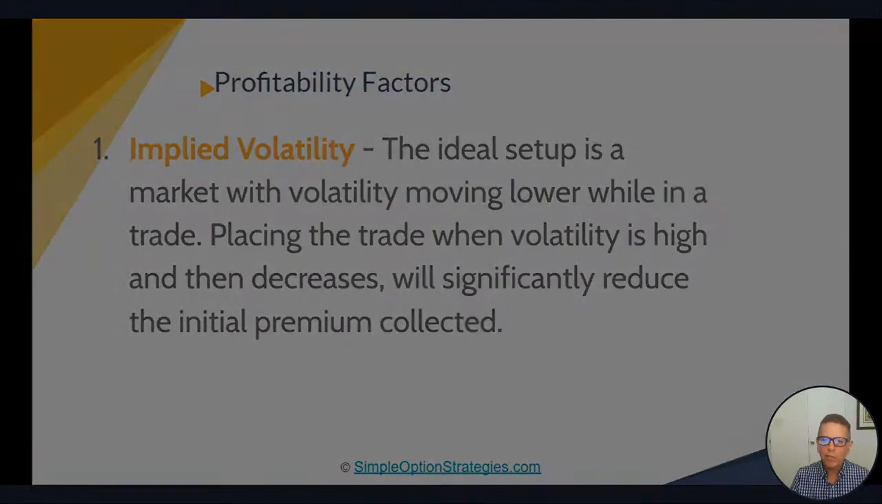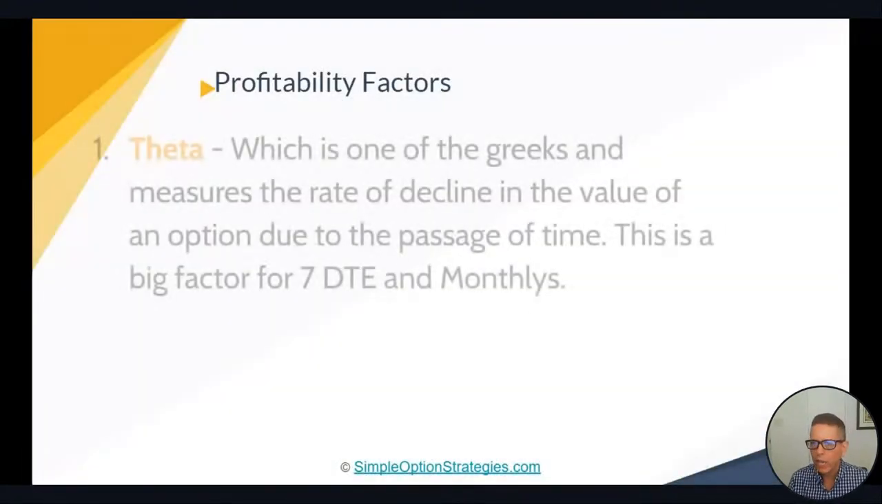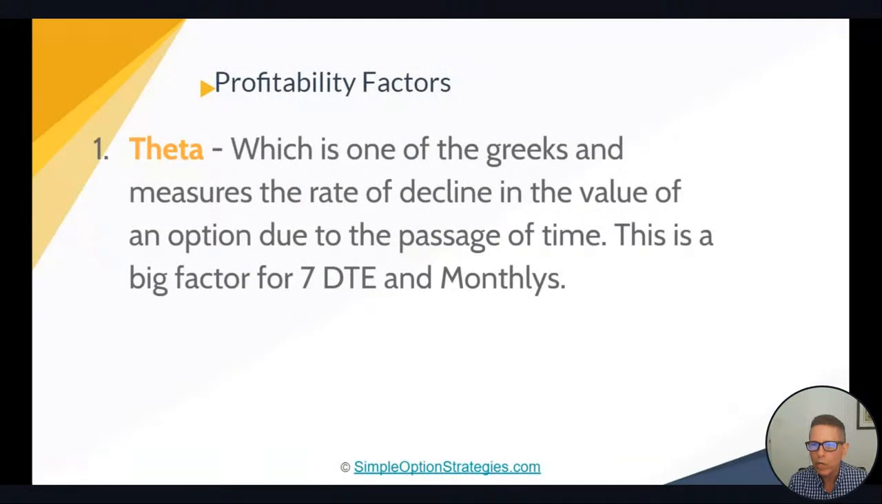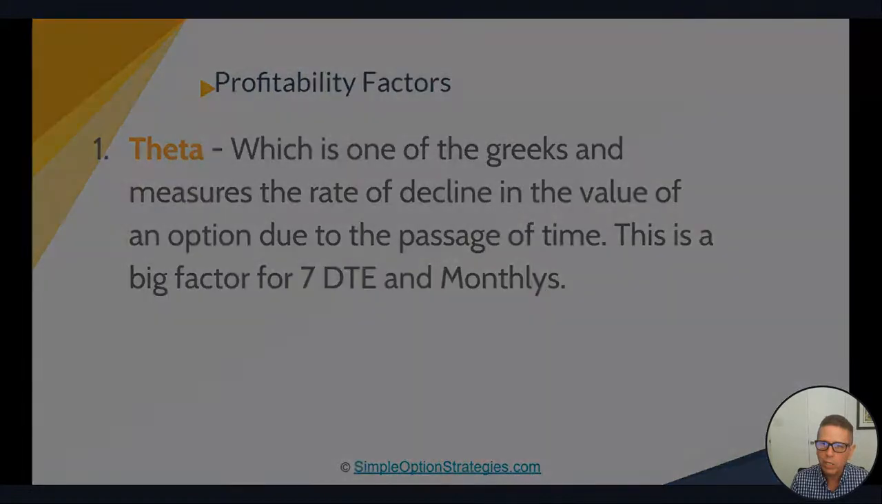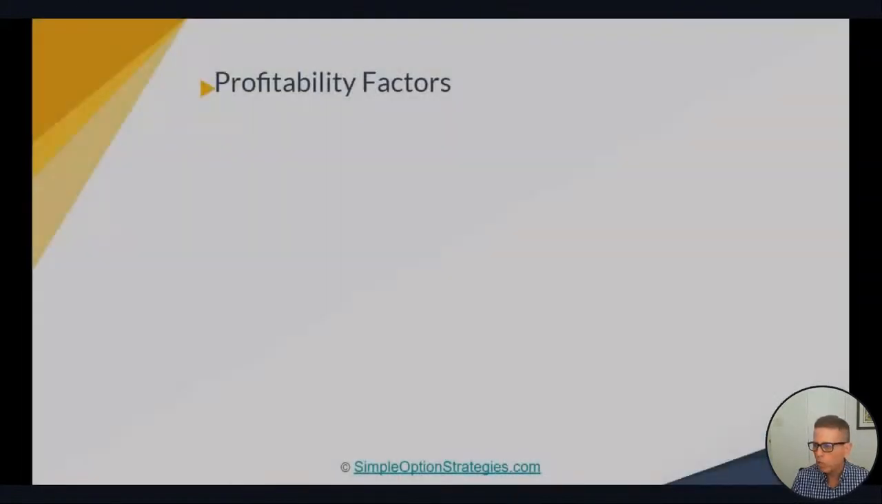The second profitability factor is theta. It's the rate of decay. This is one of the Greeks. It's the rate of decline in the value of the option due to the passage of time. It's a big factor for 70 TE and monthlies. And then the third one is market direction.